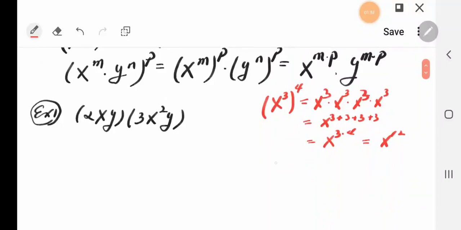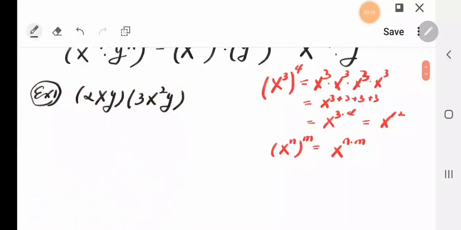So whenever we have an exponential form that is raised to another power, then just multiply the exponents, m times n. So that is the second property. So based on this, let's do an example.